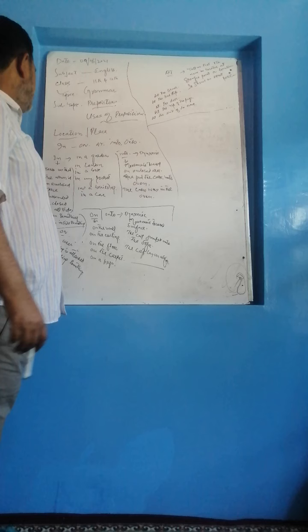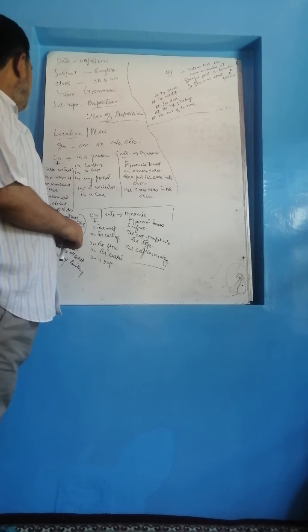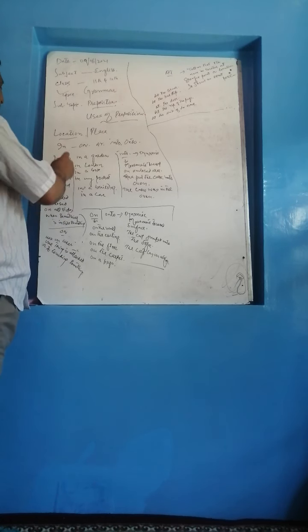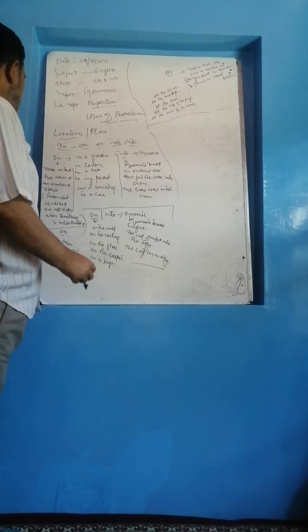So, students, in previous lecture, we discussed about uses of preposition regarding time, and today let us discuss uses of preposition of location and place. So, you know that first of all, in, on, at, into, onto.